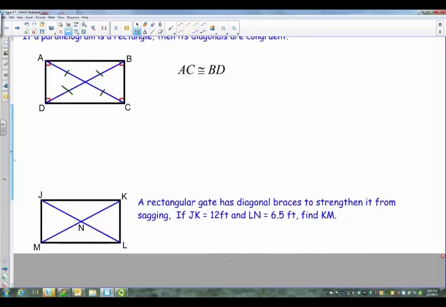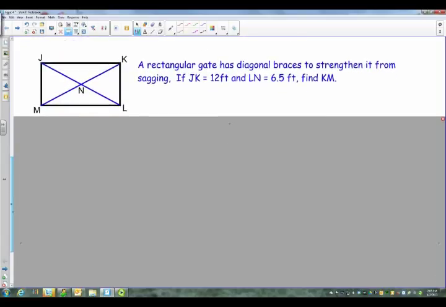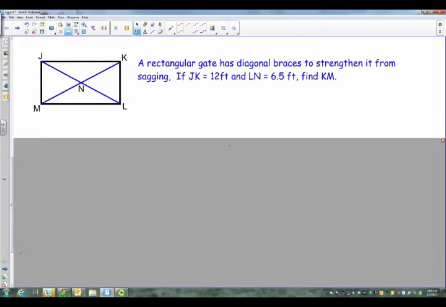Alright, so we're going to work on just a couple problems, knowing these new theorems, and see if we can figure this out. So a rectangular gate has a diagonal braces to strengthen it from sagging. If JK is 12 feet, so here's 12 feet, and LN is 6.5, find KM.